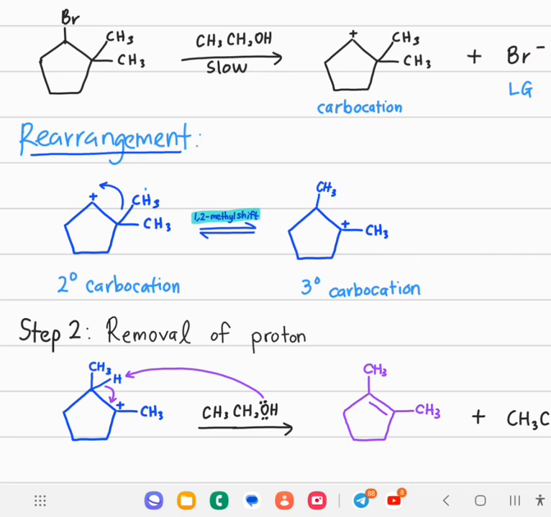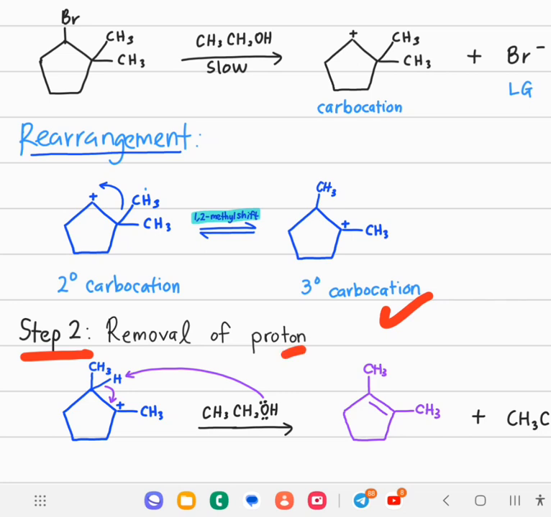And then our carbocation is formed, and the carbocation here is a secondary carbocation. And then we need to consider rearrangement also. We can rearrange the methyl from this carbon to our adjacent carbon, which is the carbocation, and then we will get a tertiary carbocation here, which is more stable. And then our tertiary carbocation will undergo the second step, which is the removal of proton, also the removal of hydrogen atom.